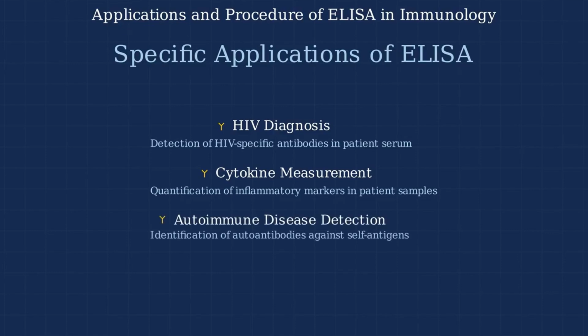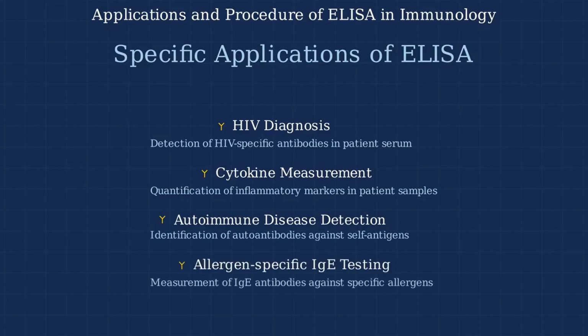In autoimmune disease detection, it identifies autoantibodies that target the body's own tissues. And for allergy testing, ELISA measures allergen-specific IgE antibodies, helping diagnose and manage allergic conditions.